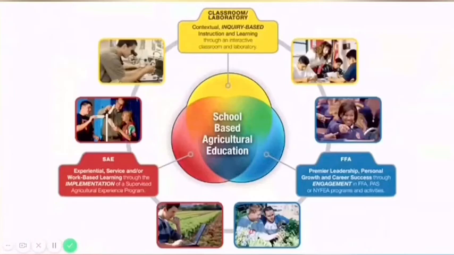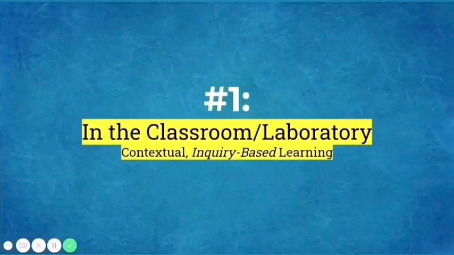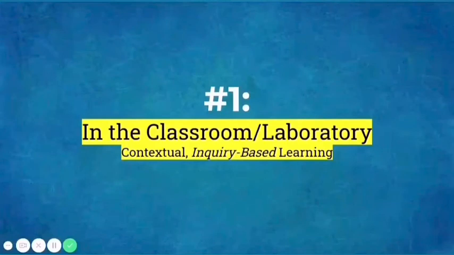Since these parts of the three-circle model are all equally important and work hand in hand with each other, let's take some time to talk about each individual component. First is classroom and laboratory learning, which is based on contextual, inquiry-based instruction. This is the building block of your future, both in FFA and beyond. Classroom learning is a major part of the three-circle model and is super important for up-and-coming greenhands. In fact, you're probably sitting in your ag classroom right now.